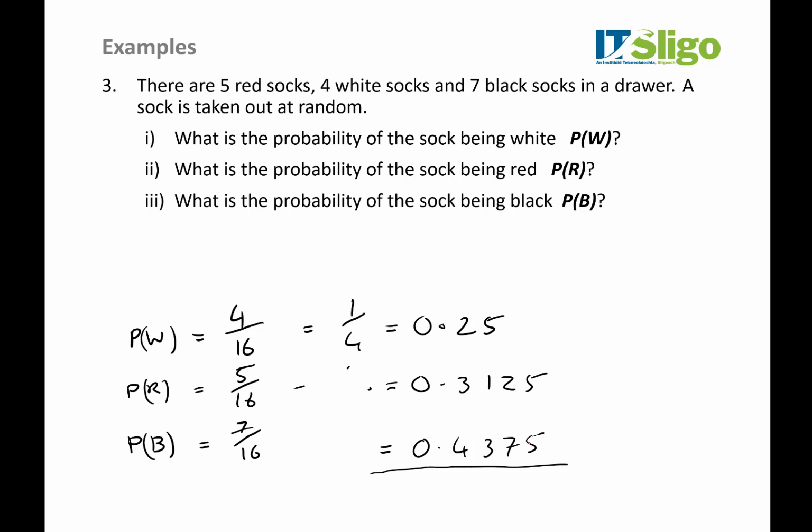Now if we add up all of these, they are all mutually exclusive. A sock can't be black and red. Well, in this drawer it can't. So if we add up all these, they will actually add to 1, because we've covered all possible outcomes. So the probability of each outcome we've worked out, but now we've covered all possible outcomes, so those probabilities should add to 1.